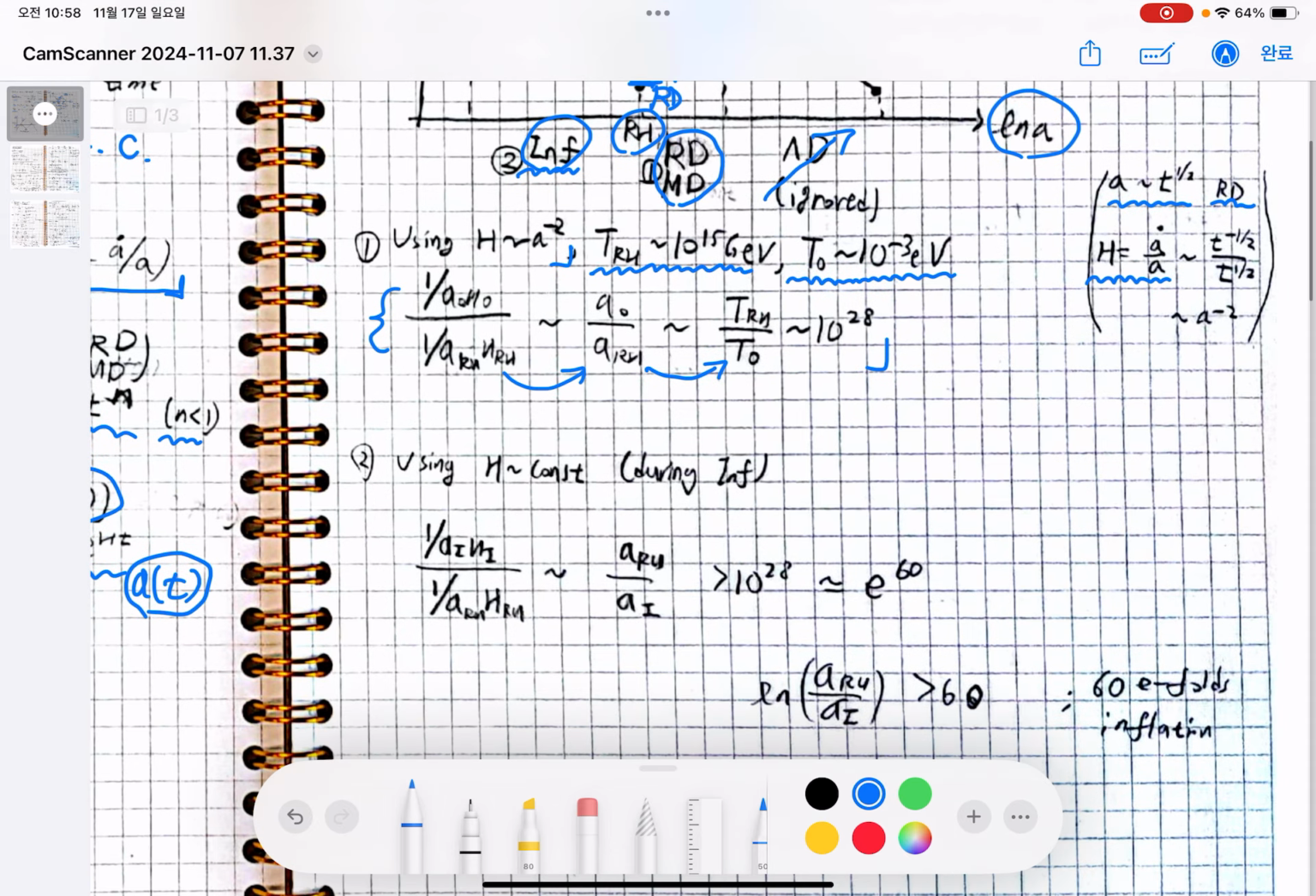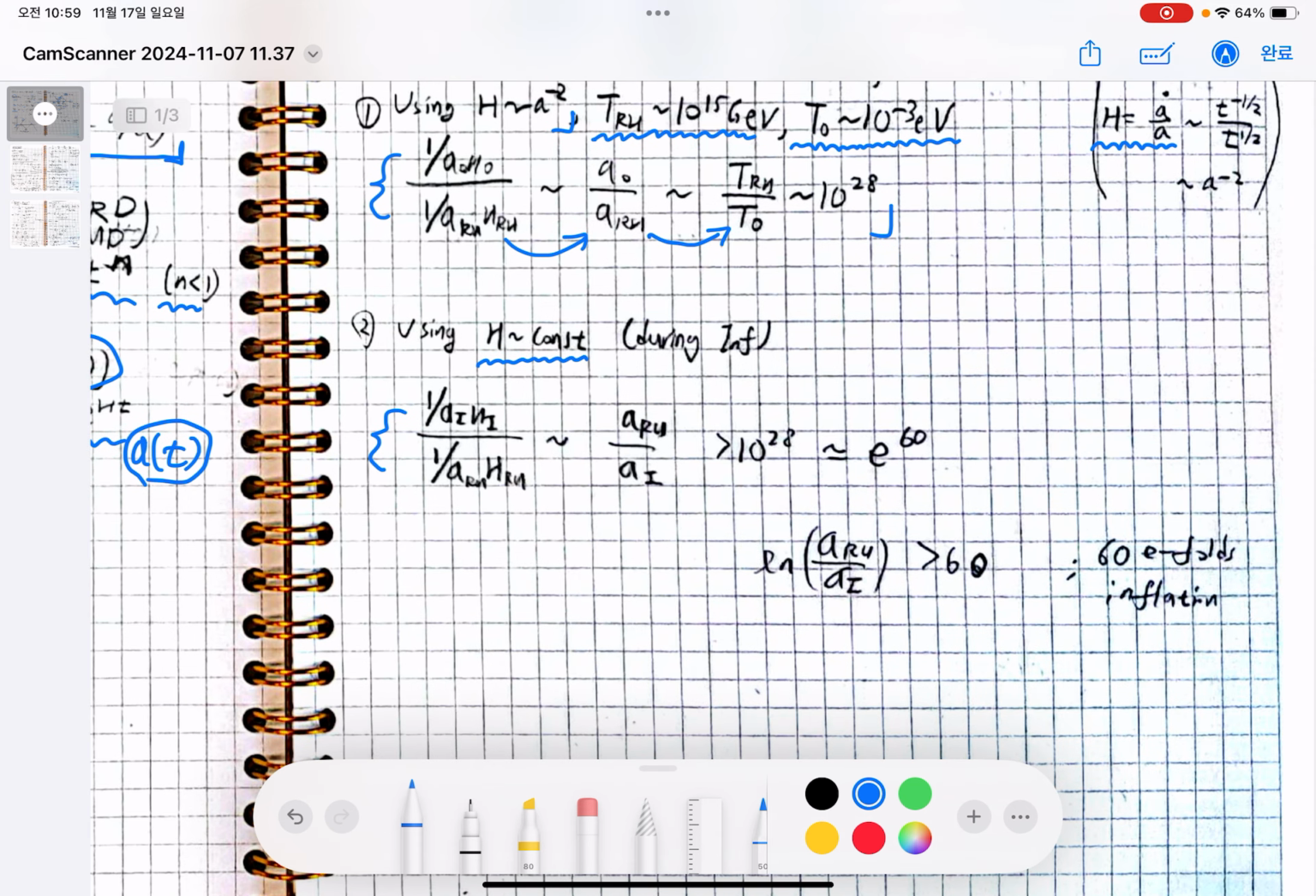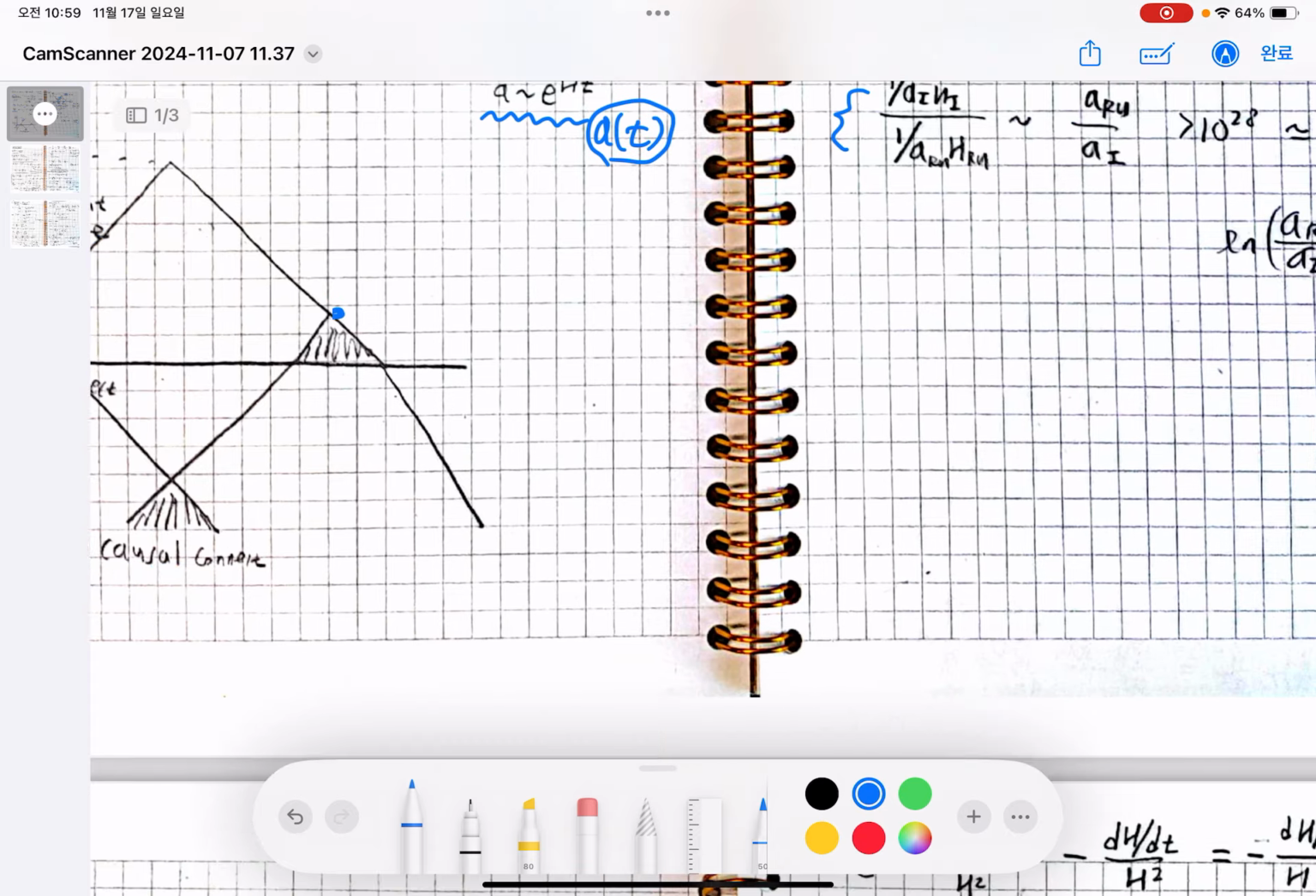And during the inflation, the evolution of the Hubble horizon, during this time, the Hubble parameter is almost constant. So this right here is just given by the scale factor, and this right here should be larger than 10 to the 28. And if we calculate this once again with the logarithm, then the answer is that the reheating temperature and inflation should be larger than the 60. So it is called the 60 e-folds inflation condition, and we will return to these conditions again.